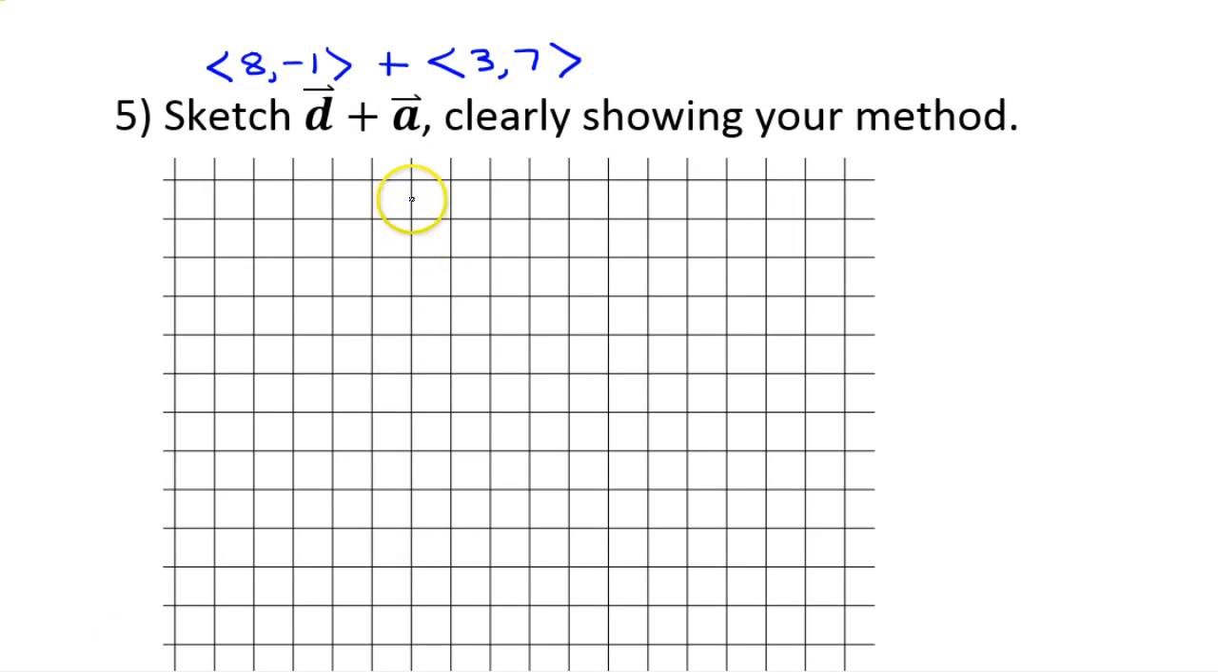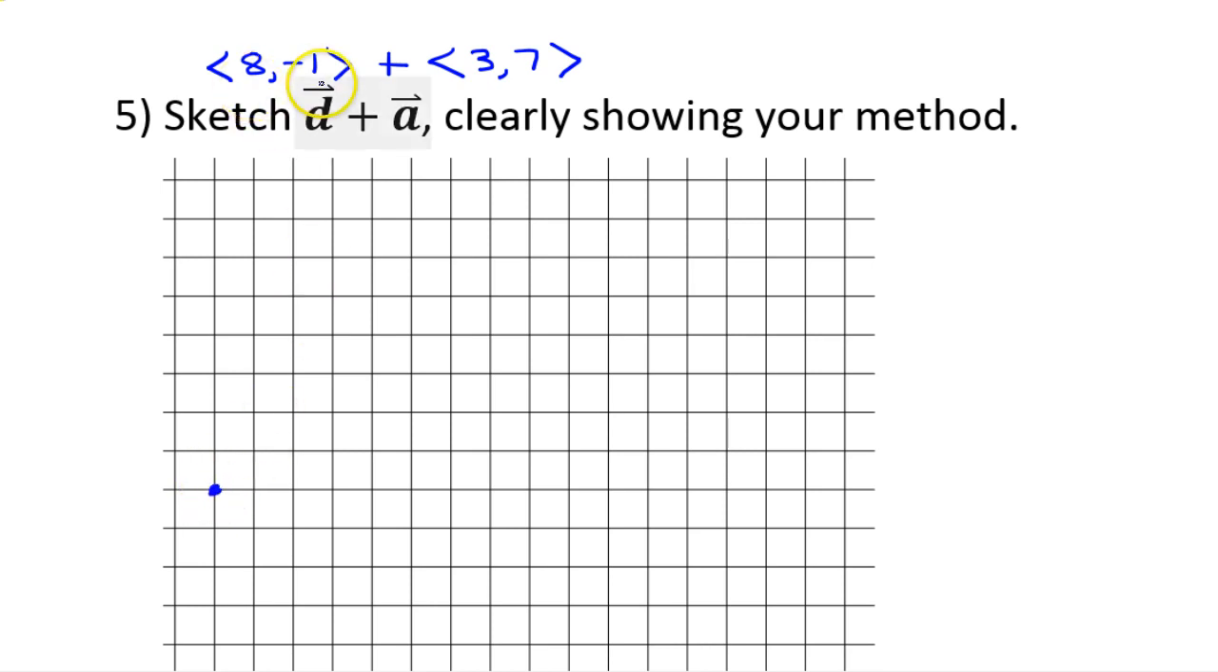For number 5, we are to sketch d plus a, clearly showing our method. I'm going to start with vector d, 8, -1. We can put it anywhere. It doesn't have to be in standard position. So I'm going to start vector d here. This will be my initial point.